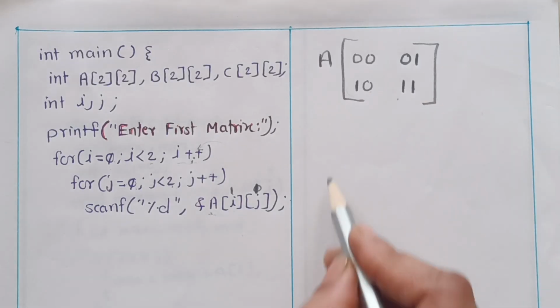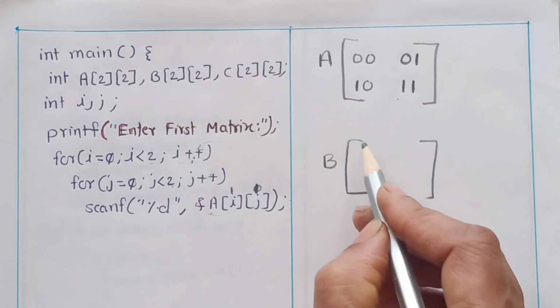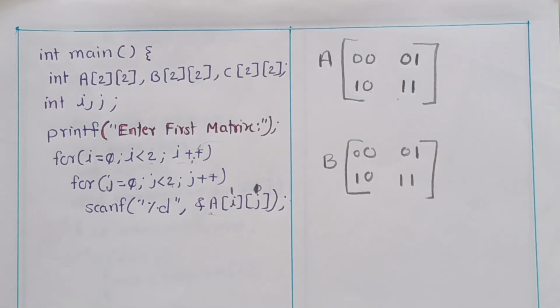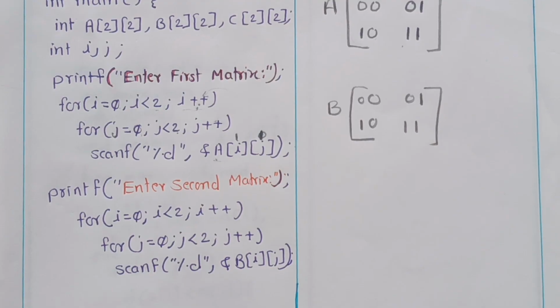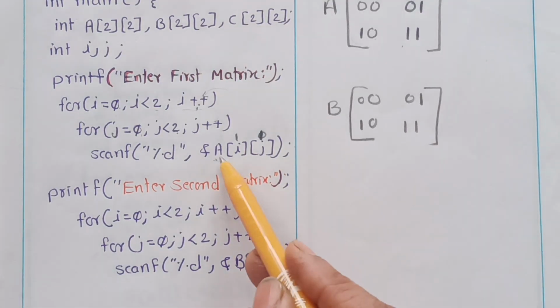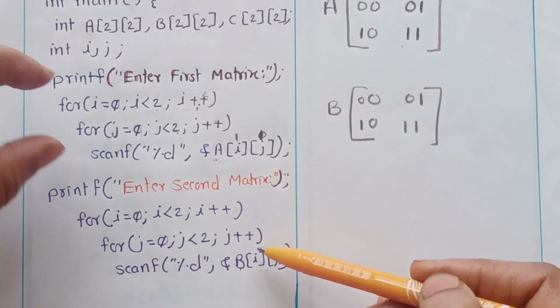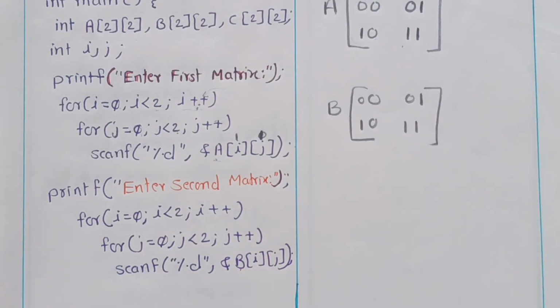So in the same way you have to read the B matrix: 0 0, 0 1, 1 0 and 1 1 here. So in the same way you can read the second matrix here. The same for loop you have to take and scanf. Okay, only you have to change here to B. So instead of the A matrix we are reading the B matrix here. Okay, so these statements are the same for both matrices. For both matrices we are writing the same steps.